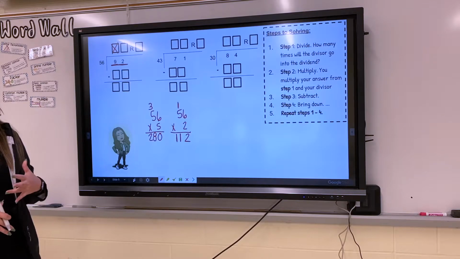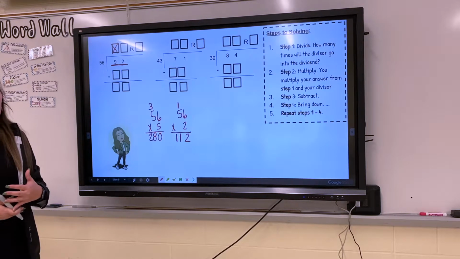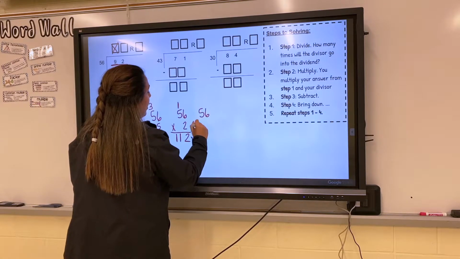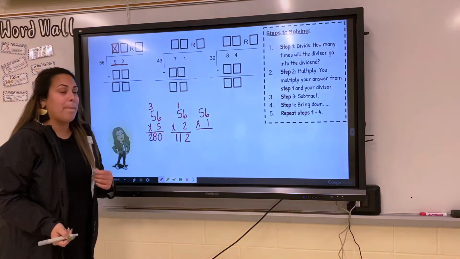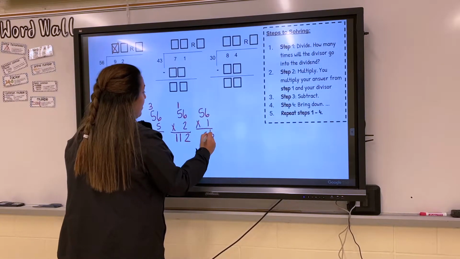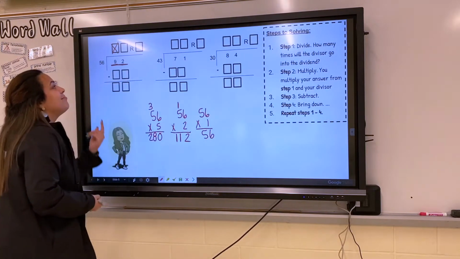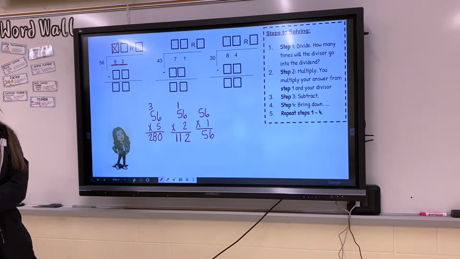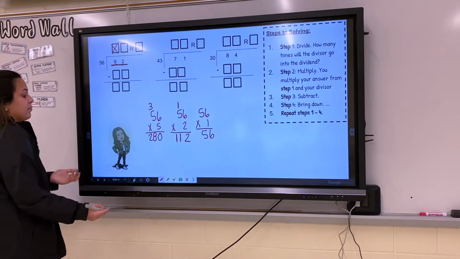So that won't work either. So the only other option I have, I'm just going to write it down, because why not, is 56 times 1. 6 times 1 is 6. 5 times 1 is 5. That's the only number that's going to be as close to 92 as I can get. So I'm going to use it.